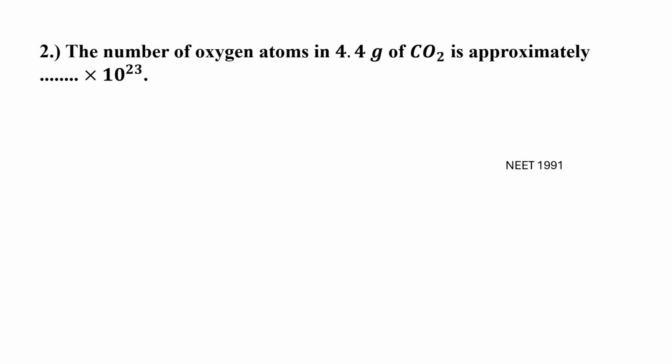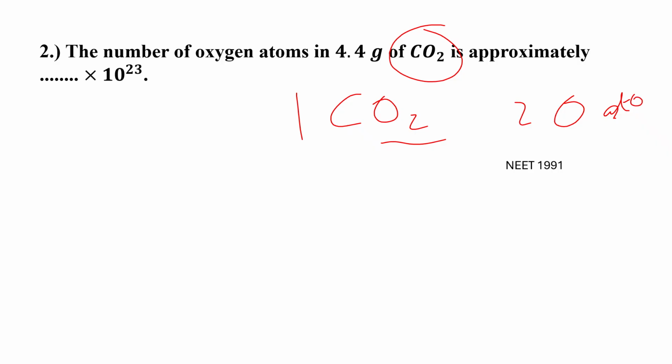The next question is: the number of oxygen atoms in 4.4 gram of carbon dioxide is approximately equal to dash into 10 to the power 23. This is a very simple and basic question. If we take 1 mole of carbon dioxide, it contains 2 oxygen atoms.